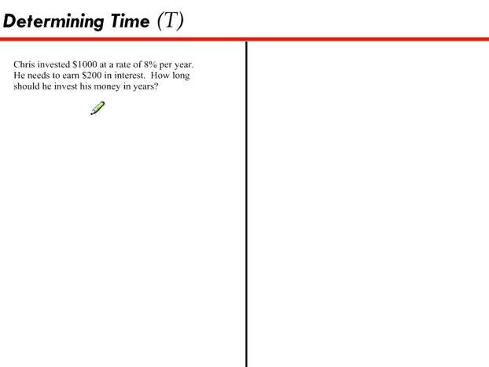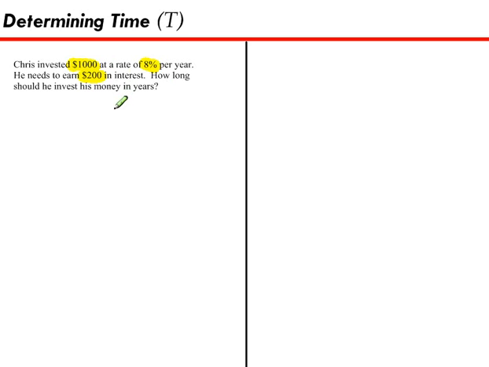Like any word problem, the first thing we need to do is pick out the important numbers. Well, we know that Chris starts out with $1,000 and he wants it to grow in a bank account until he's earned an extra $200 in interest. And the rate of growth is 8% per year. And the question wants to know how long does he have to keep that money in the account until it's gone up by $200.